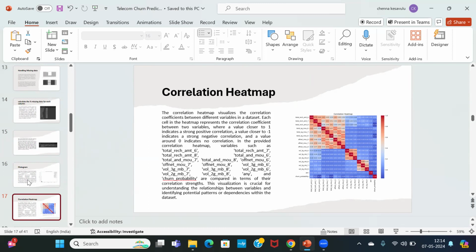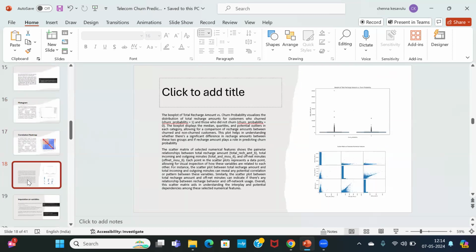Next slide, I'm going to explain about the box plot of total recharge amount versus churn probability. This box plot compares the distribution of total recharge amounts between customers who churned and those who did not. It's useful for determining if recharge amount is a significant predictor of churn. The presence of outliers is also depicted, which may indicate extreme but relevant customer behaviors or data errors.